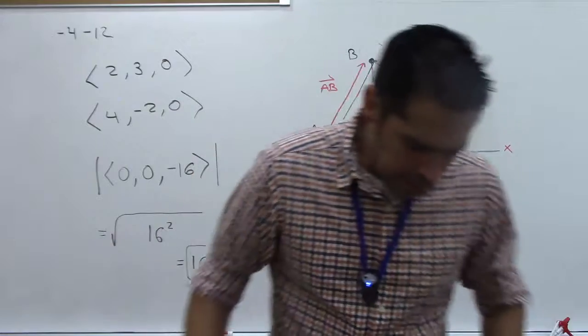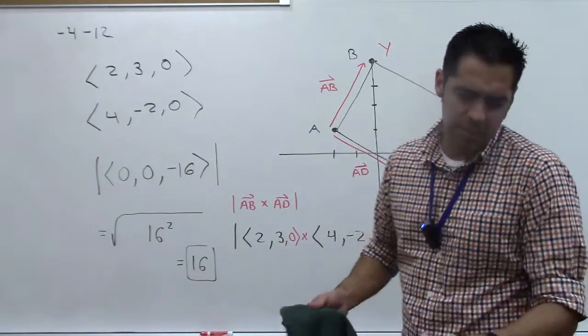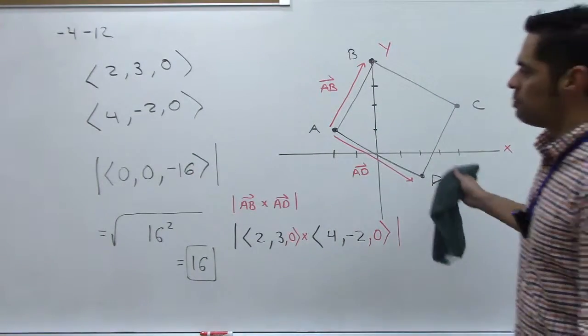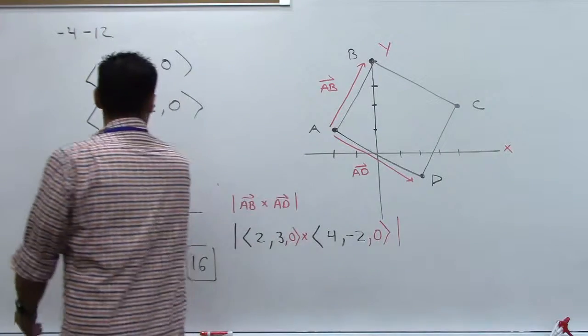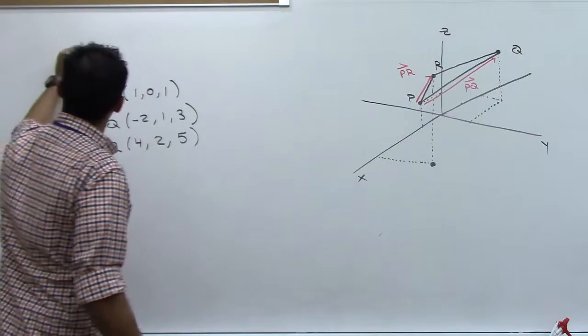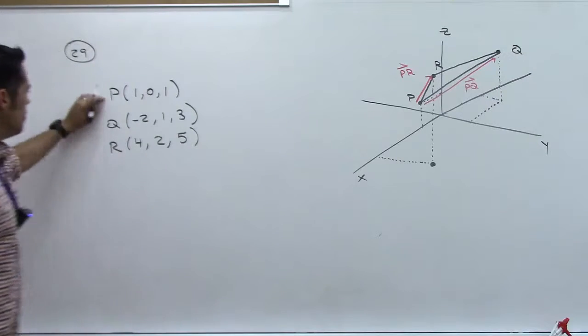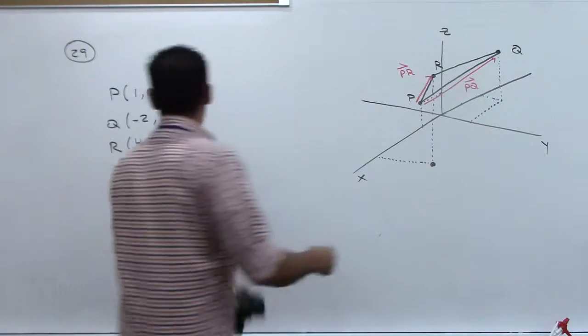All right, number 28 can be done the same way as the last one. We don't need to draw it, except that those points are already given to you in three-dimensional space. On this problem, this is number 29. We're given 3 points, and I went ahead and plotted these points.